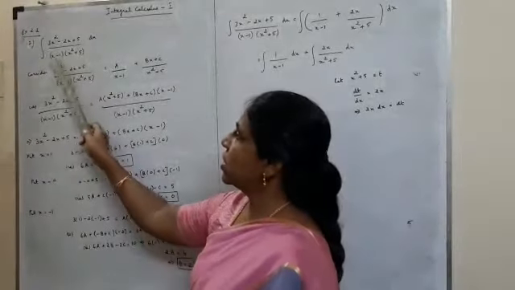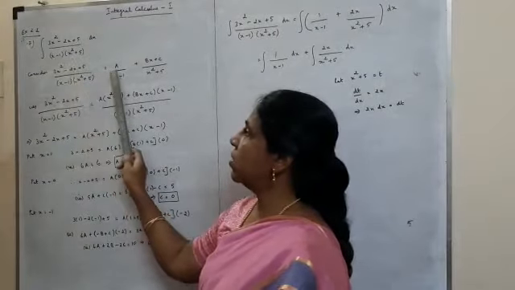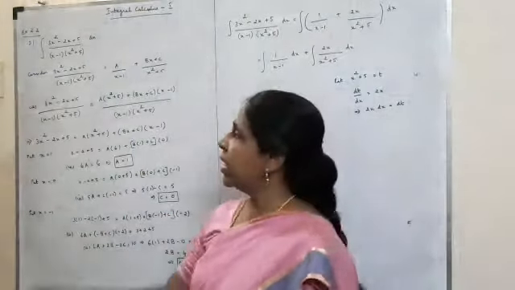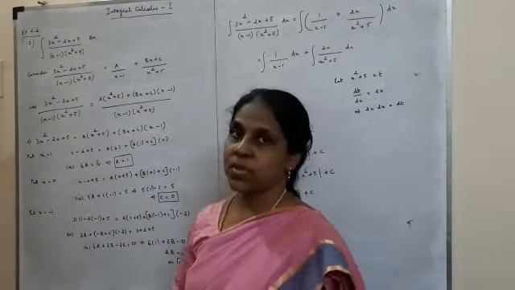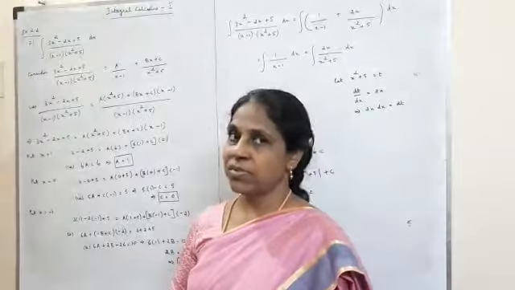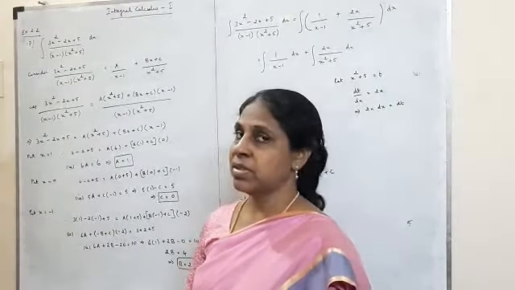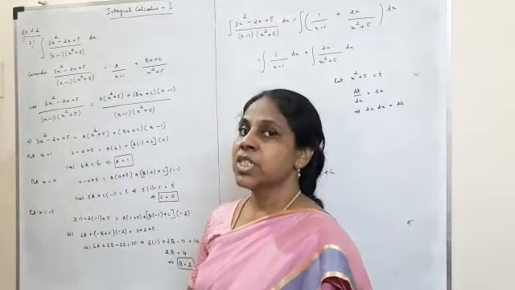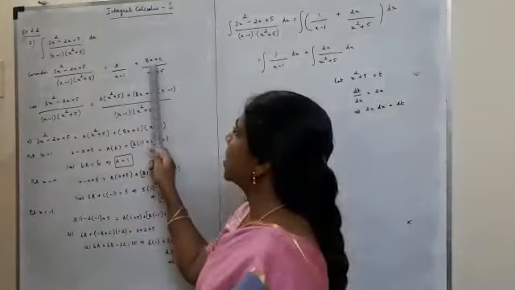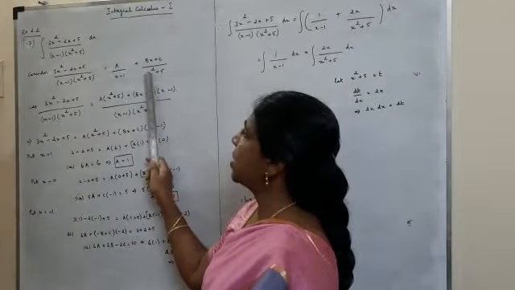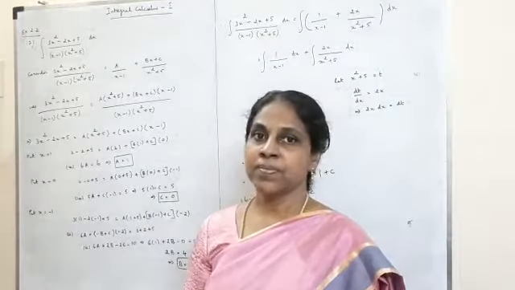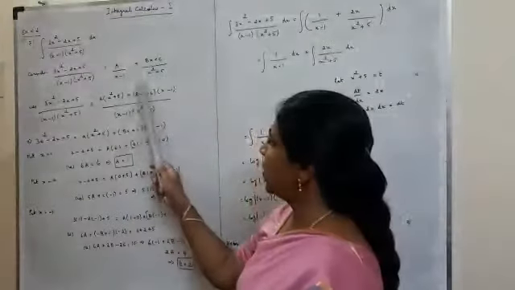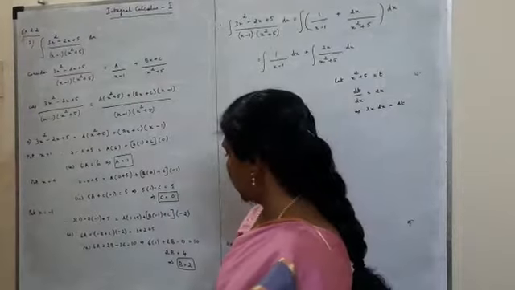So according to the working rule, it is A by x − 1. Next, for the quadratic factor x² + 5, which is not factorizable into linear factors, we assume the numerator as Bx + C. So it is (Bx + C) by (x² + 5). Is the working rule clear? Yes. Now we have to find the values of A, B and C.